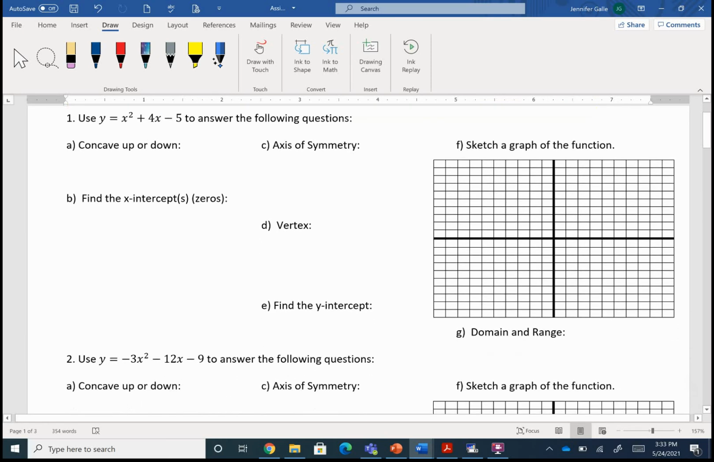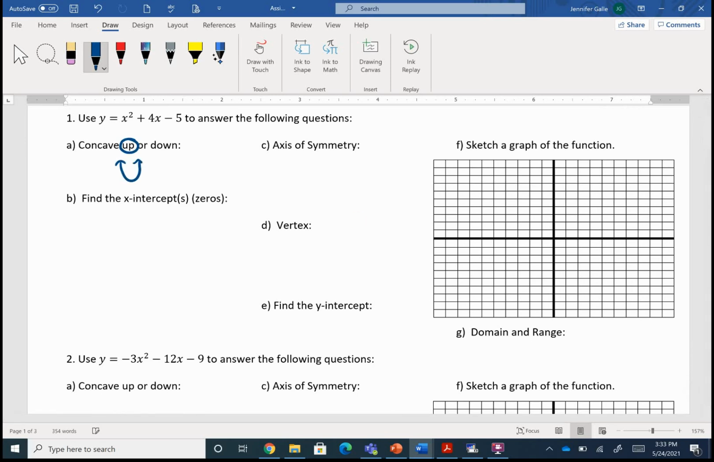So in question 1, the first piece is, does this graph open up or down? It's going to open up. Reminder, that doesn't mean the graph moves up, it's just that it opens up. It's the direction it faces. The reason we know it opens up is because the x squared is positive.